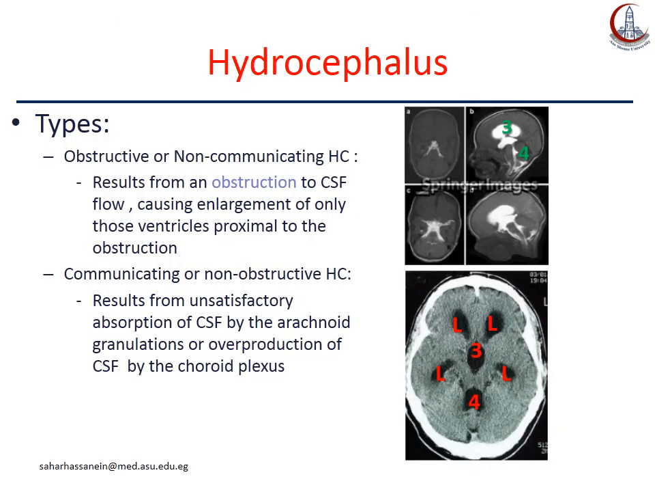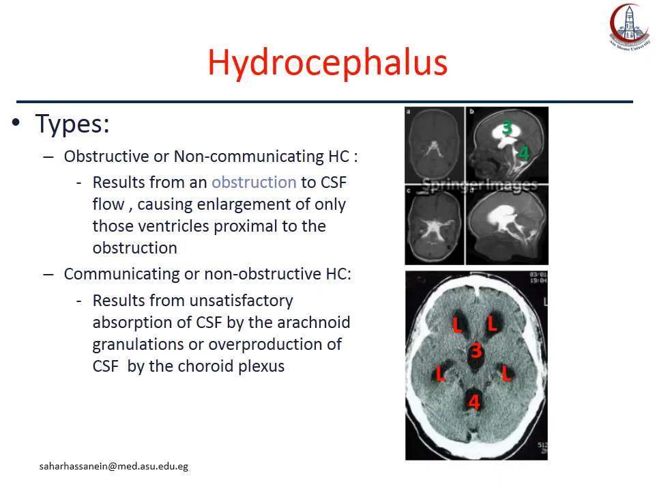So, in obstructive or non-communicating hydrocephalus, it results from an obstruction to CSF flow causing enlargement of only those ventricles proximal to the obstruction. So here in the upper MRI, the third is dilated, but the fourth is not.